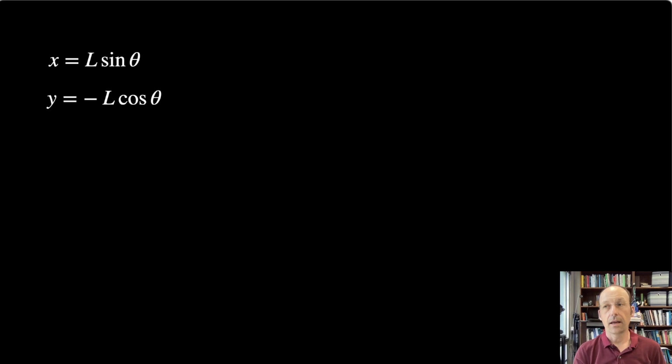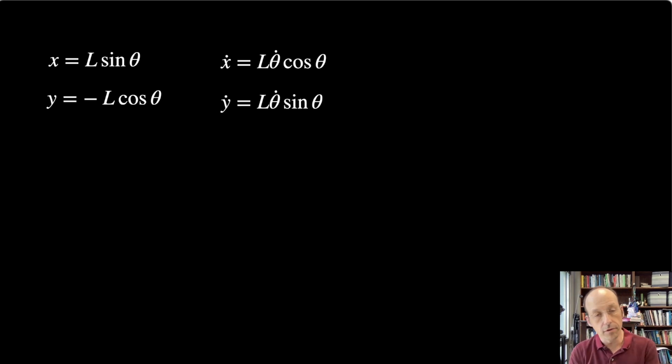So here's x and y. I already said that. I can take the derivative with respect to time of both of these. So x dot is just going to be, I have to take the derivative of sine theta, and that's going to be cosine theta. But then I have to take the derivative of the inside. It's not a partial, it's a derivative with respect to time. So I have to take the derivative of theta with respect to time. That's theta dot. And I do the same thing for y and get y dot. Remember, the derivative of cosine is negative sine. So I get L theta dot sine theta.